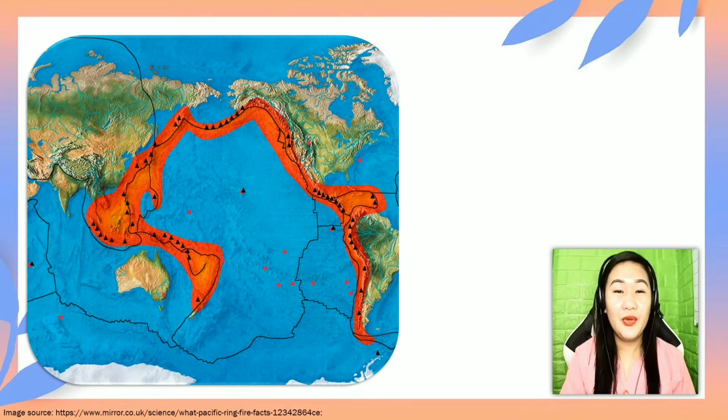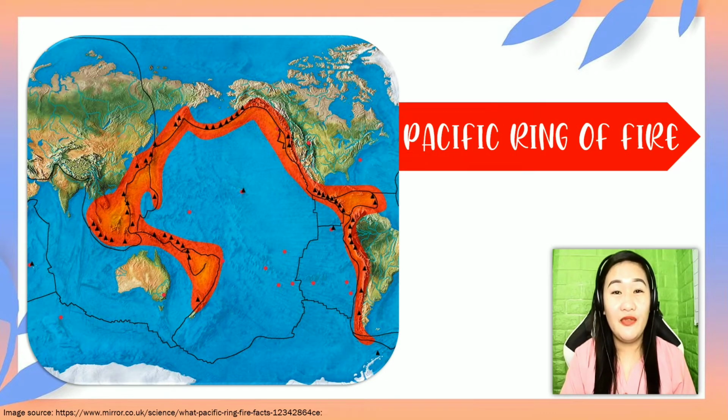Have you ever wondered why the Philippines often experiences earthquakes? Well, that is because the Philippines is located along the so-called Pacific Ring of Fire. It is a path along the Pacific Ocean characterized by active volcanoes and earthquakes. 75% of Earth's volcanoes are in here, and 95% of earthquakes occur along this path. The abundance of volcanoes and earthquakes along the Ring of Fire is caused by the movement of plates in the area.